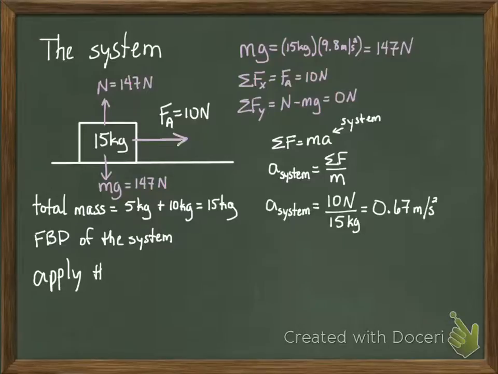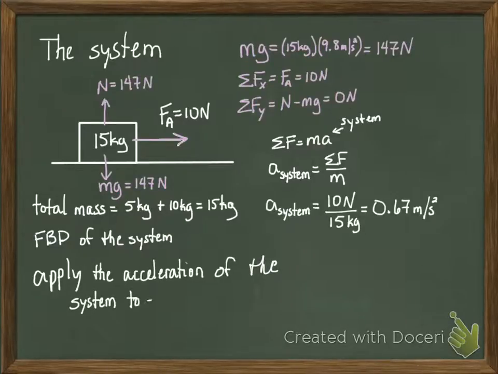Now, what I really need to do is, once I solve for the acceleration of the system, it would be most beneficial if I now applied that acceleration to each of the individual masses within the system. Okay. So here's the next step. Apply the acceleration of the system to each of the individual masses. Sorry, I kind of misspelled on that, but apply that acceleration of the system to each individual mass. So let's go ahead and do that.